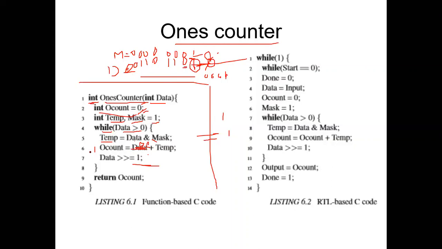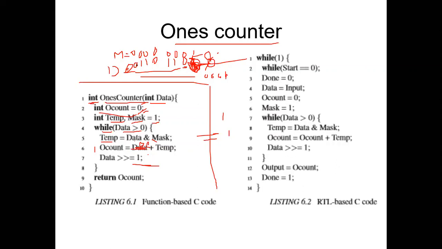Then again we are repeating the loop. Right now also data is not equal to 0, so we come back and do the same operation: temp equal to data AND mask. This is the data, only up to this data is there, and here this bit is lost. This is the MSB bit, and this is the LSB bit: 0, 1, 1, 0, 1, 1, 0. So this 0 is in the LSB.